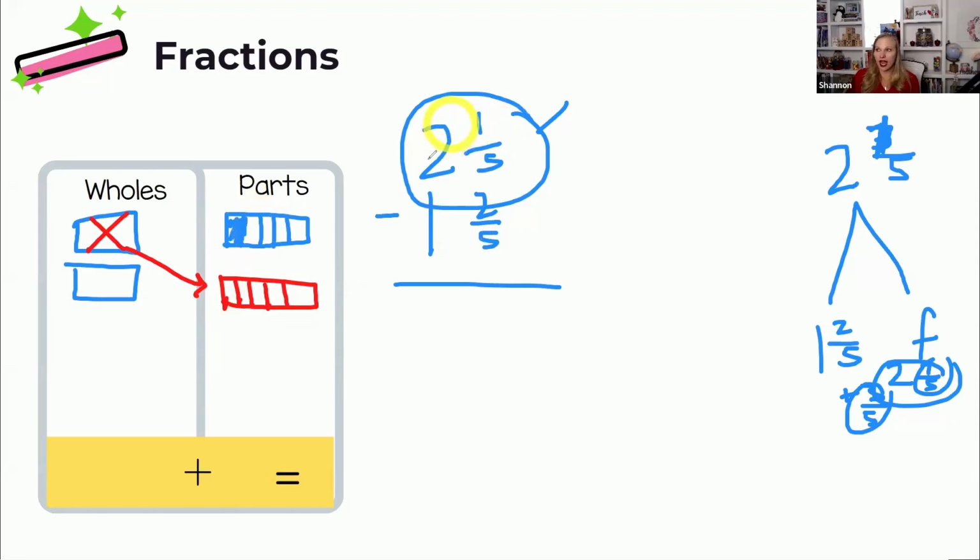So let's look over here. I ungrouped a whole, which now means I only have one whole, and I gave 5/5 over here. So now I have 5/5 plus 1/5, which means I now have 6/5. So I have 6/5, and now I can take away 2/5. So let's take away 2/5. I'll take them one here and one here. Now I have 4/5 remaining. Now I have 1 minus 1. Take it away. My answer left is 4/5.